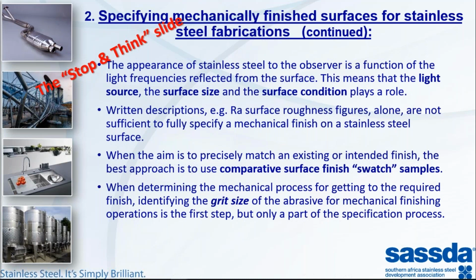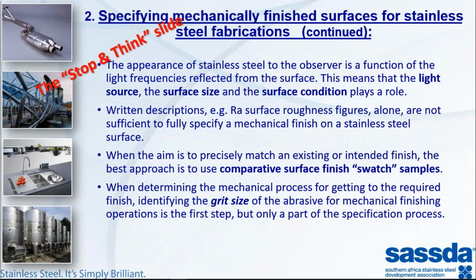So when we do look at customer specification, usually in the title block of the drawing, there's a bit of fine print specifying some sort of RA surface roughness figure. But this alone is not sufficient to fully specify the mechanical finish on stainless steel. The RA values might be the same, but the visual effect might be different. And in practicalities, if we think about it, how many fabricators have got the ability to measure RA values, and how many of these guys specifying it can actually measure it when they receive it?